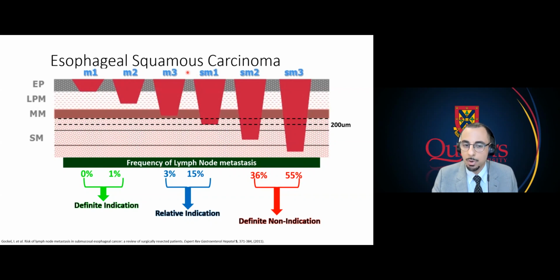For M3, SM1, because the risk is a bit higher, and again, it varies a fair bit, it's a relative indication. And for deeper carcinoma, in the superficial submucosa, these numbers here basically vary depending on the area of the GI tract, but basically it's the first third, second third, and the distal third of the submucosa when we talk about SM1, SM2, SM3. And for squamous mucosa, the SM2, SM3 generally should be managed surgically because of the significant risk of lymph node metastasis.